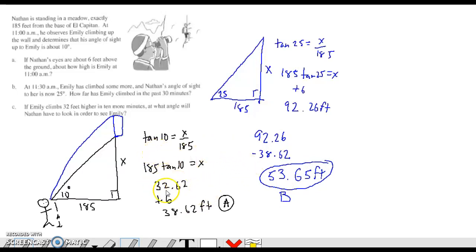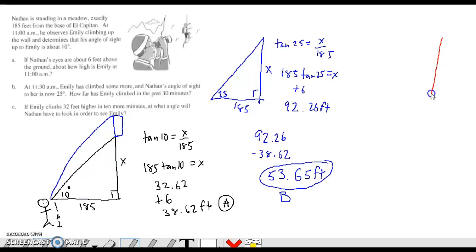You didn't have to. We could have subtracted the 32 from the 86 here. We still would have gotten the same answer. Okay. Last question is C. If she climbs 32 more feet in the last 10 minutes, what angle will Nathan have to look at to see her?